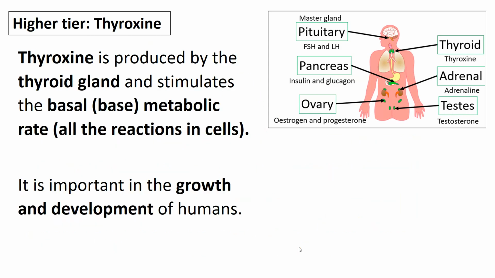The other higher tier hormone is thyroxine, and in a similar way, it does affect reactions, but it actually affects all of the reactions inside your cells. So it will include respiration in this, but all of those other reactions. And all the reactions inside a cell is called your metabolic rate. So it actually stimulates the basal metabolic rate. And this is really important in order to help humans grow and develop. So that's the role of thyroxine from the thyroid gland. Again, that is just higher tier.